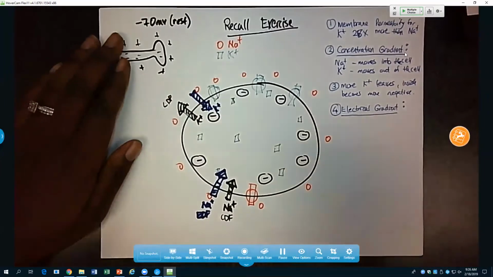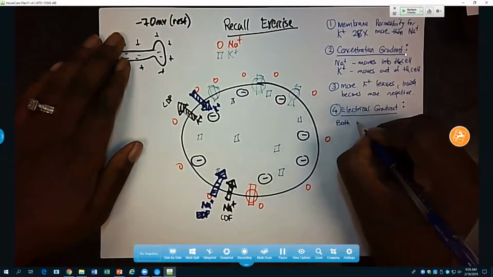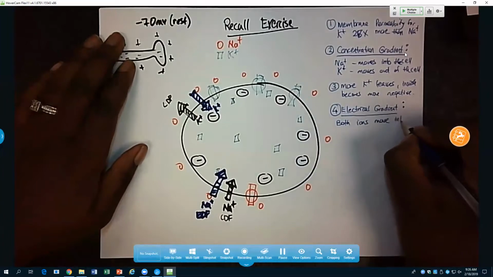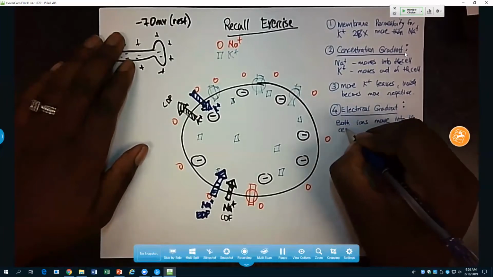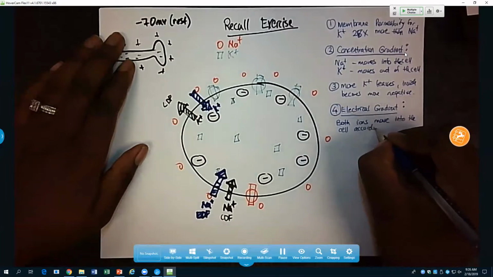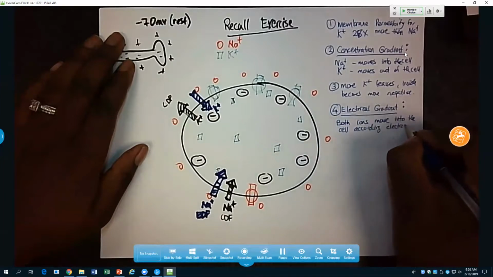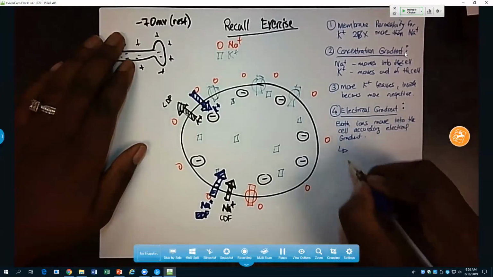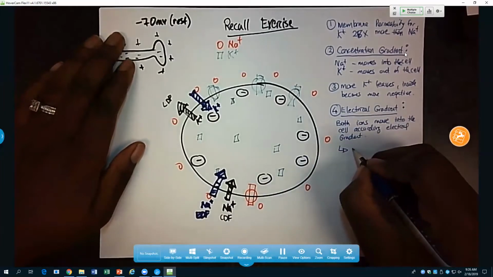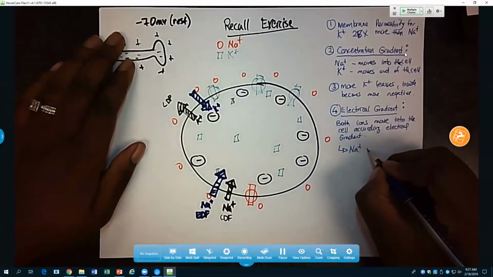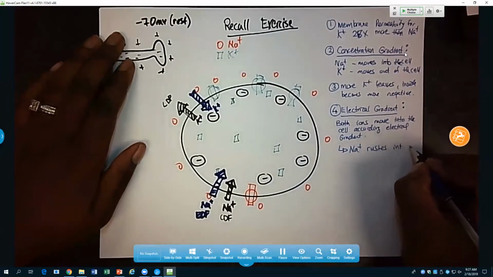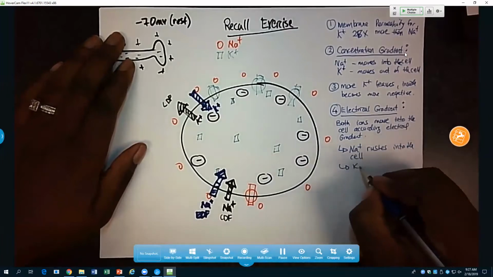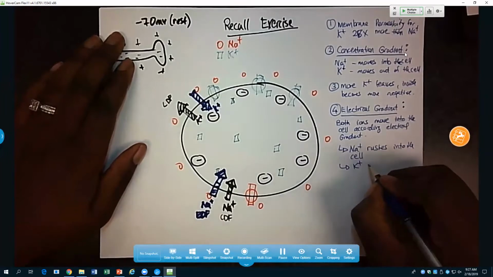All right, let's make a note of that. So both ions move into the cell. All right, this is according to the electrical gradient. And the net movement is that sodium rushes into the cell, whereas potassium is going to trickle out of the cell.